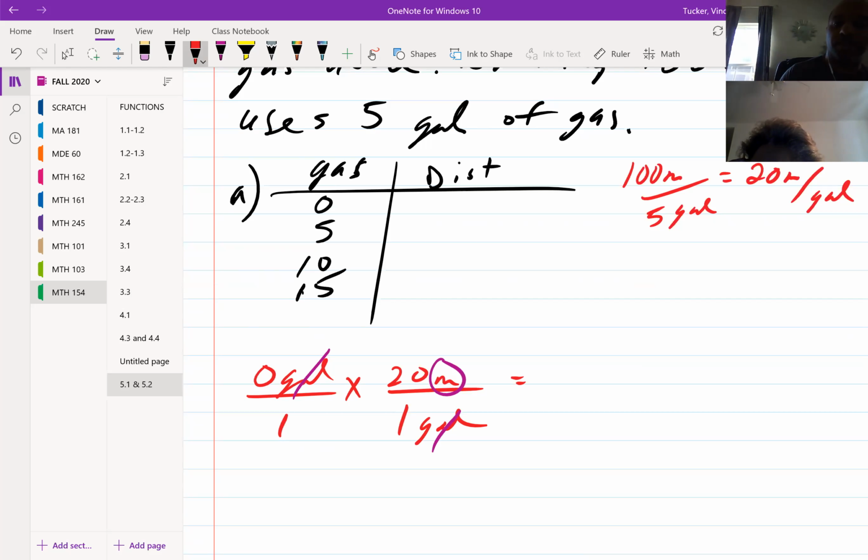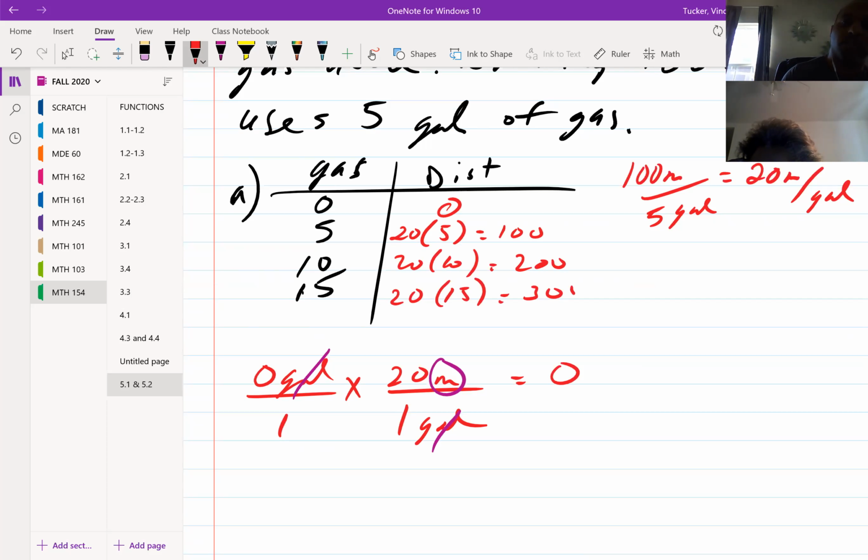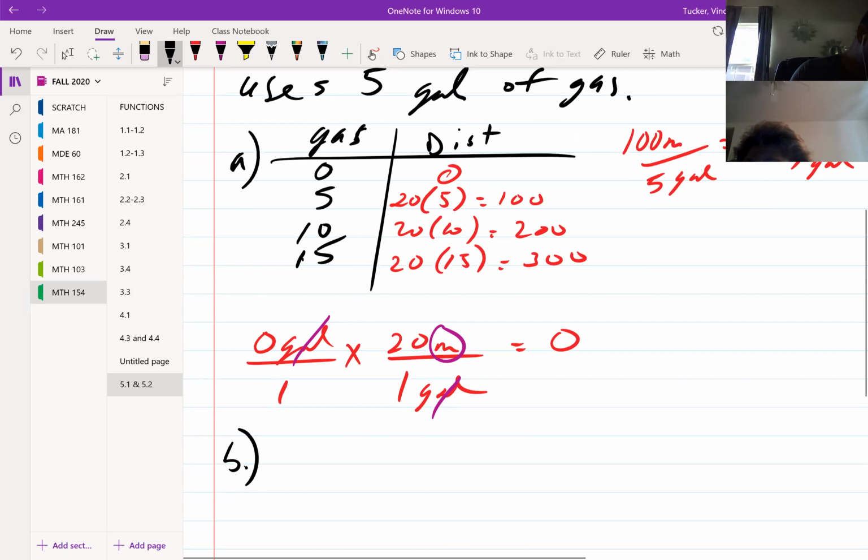So of course 20 times 0 is just 0. But then 20 times 5 is 100. 20 times 10 is 200. And then 20 times 15, 300. All right, questions on that? And like I said, it's very similar to what we've done before.